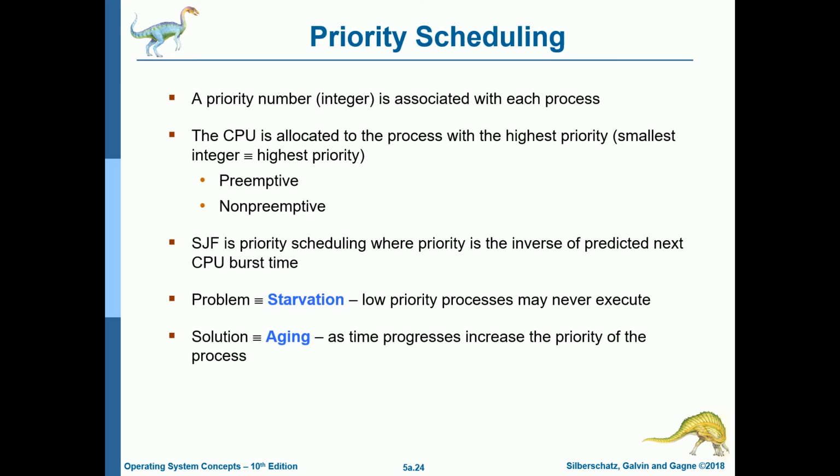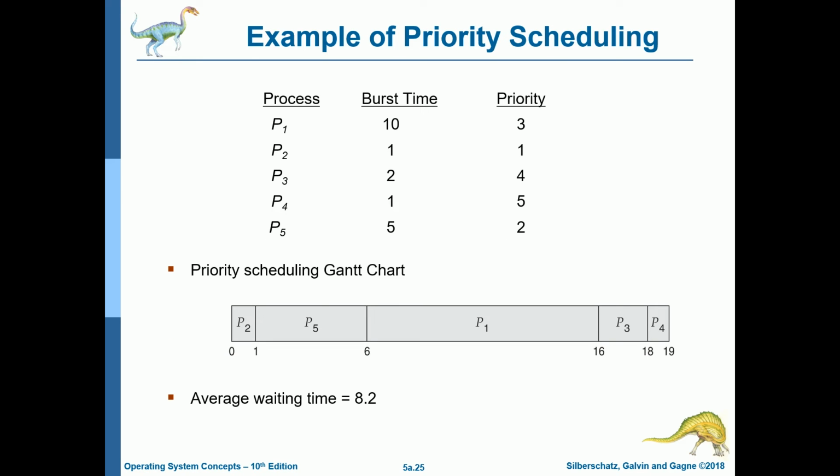Priority scheduling can either be preemptive or non-preemptive. When the process arrives at the ready queue, its priority is compared with the priorities of the current running processes. A preemptive priority scheduling algorithm will preempt the CPU if the priority of a newly arrived process is higher than the priority of the current running process. On the other side, a non-preemptive priority scheduling algorithm will simply put the new process at the head of the ready queue. Here we have an example of priority scheduling.